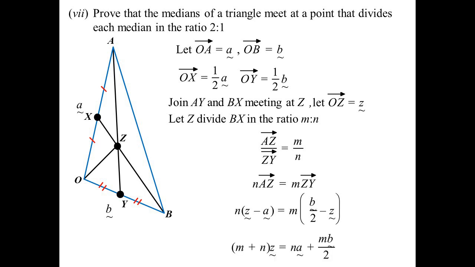M plus N, a bit of a rearrangement here. I want to make Z the subject. So (M plus N)Z is NA plus MB on 2. Remember I said I could have just as easily picked the median AY to do this. Now if I had chosen AY, then I would have ended up with (M plus N)Z was NB plus MA over 2. And the working out is exactly the same. Well, if they're both equal to (M plus N)Z, then they must equal each other. So I now know that NA plus MB on 2 is equal to NB plus MA on 2.